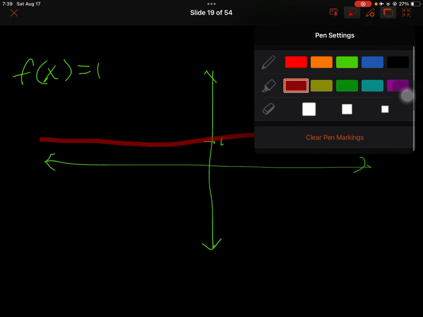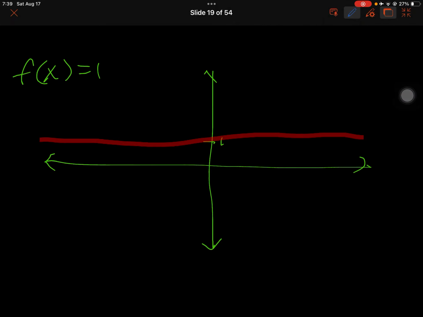Meaning, for every x, for example, this 1. So we have here negative 1, 1, 2, 3, negative 2, negative 3. So for every x, the value of y, or f of x, is always 1. Okay? So it doesn't change. It's just constant. Okay?